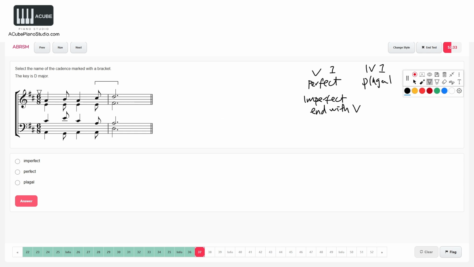Okay, so let's take a look at this. F sharp and C sharp, they already tell me it's D major. So for D major, chord 1 is D, F sharp, A, right? And you look at this: D, F sharp, A, D. So this is chord 1. So it is definitely not imperfect because imperfect ends with 5. So we end with 1, it is either plagal or perfect.